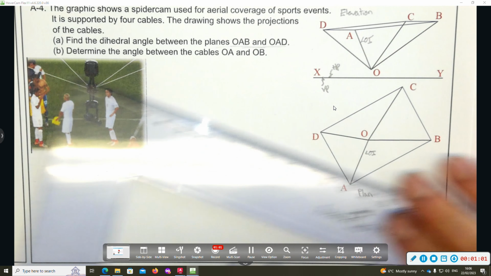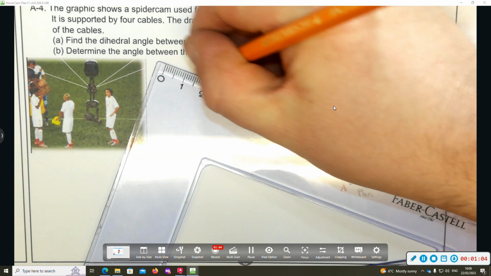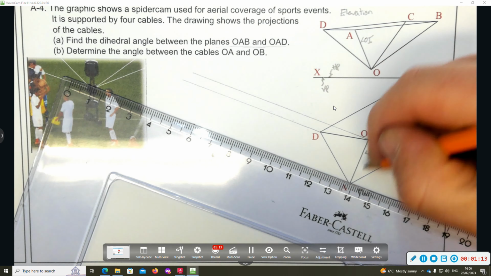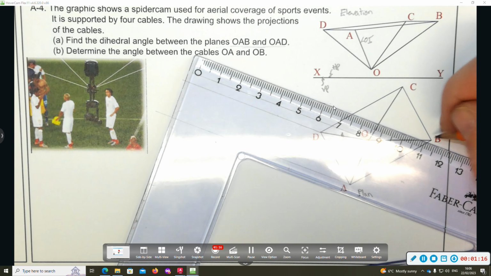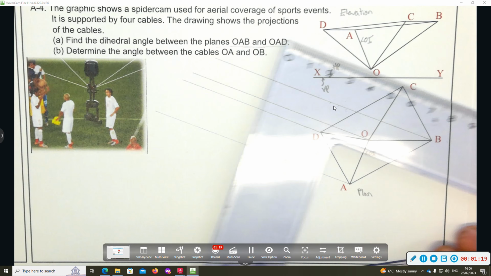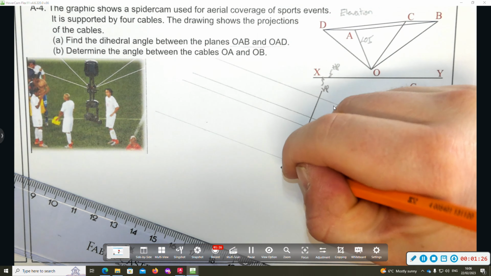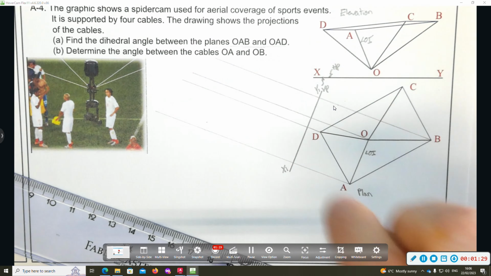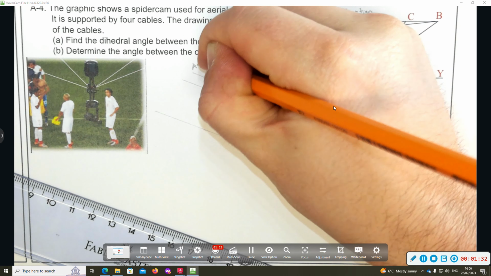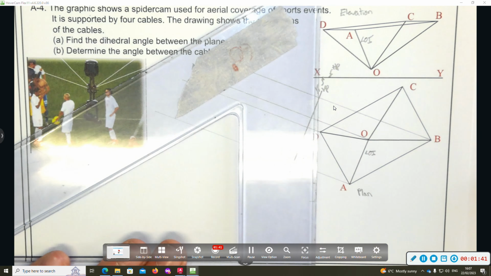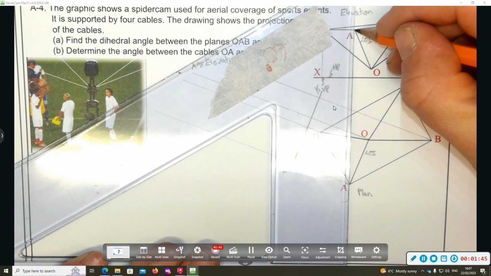I'm going to look perpendicular to line OA, and I'm going to project from plan. So I'm projecting from O, D, A, B. Here's my X1 and Y1 line. Now, this is an auxiliary elevation I'm doing, so I'm going to have to get my heights from elevation. So I'm going to draw the points downwards.